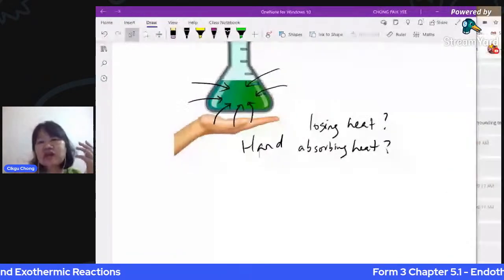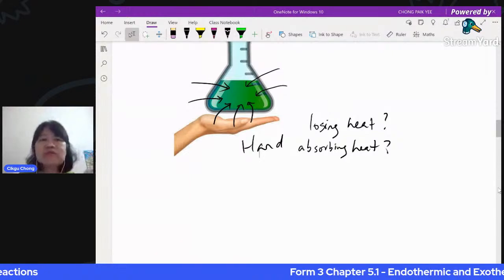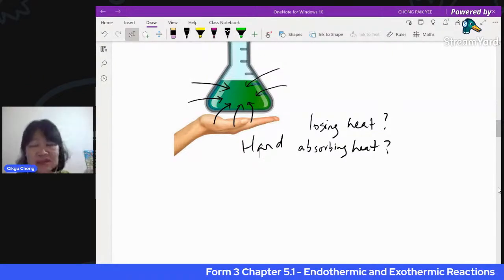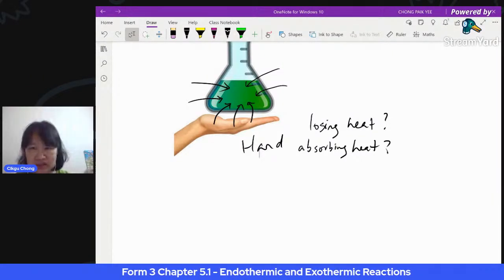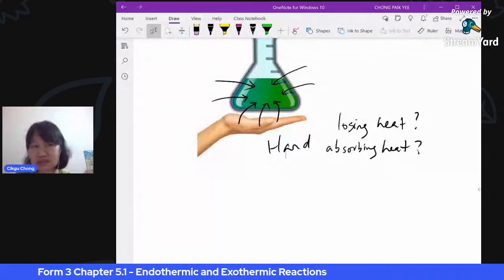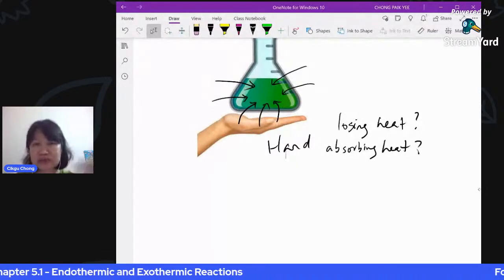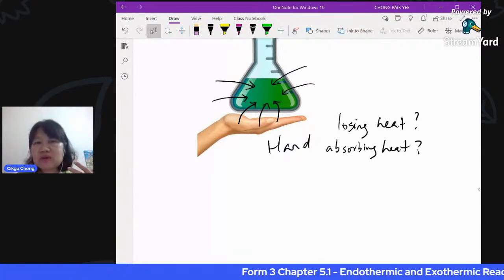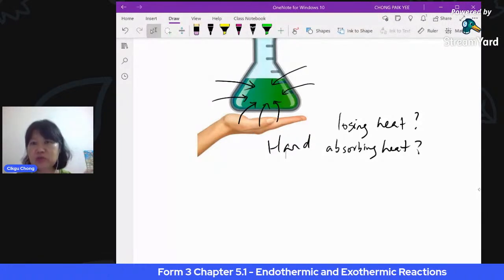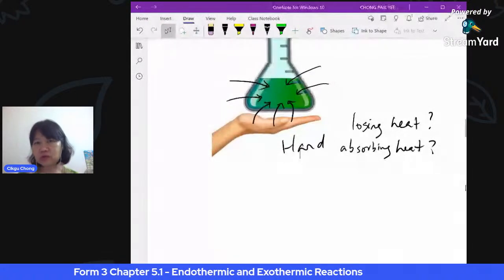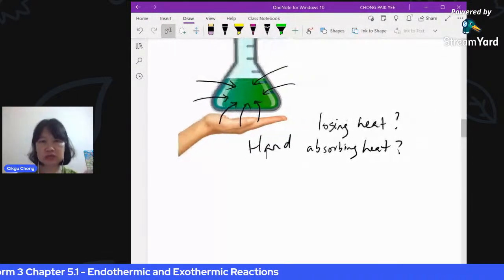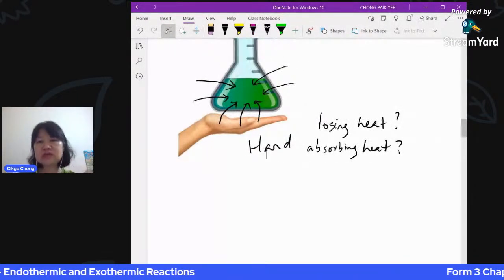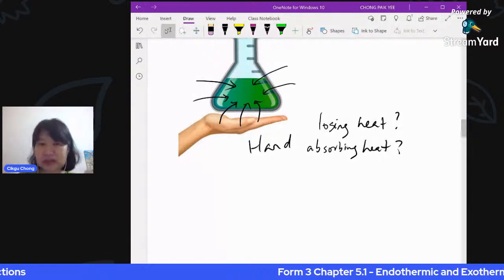So when you're losing heat, will you feel warmer or cooler? Let me ask you this question. If you're losing heat, that means you are releasing heat to the thing, not the thing releasing heat. So are you going to feel hotter or cooler when you lose the heat? You are going to feel cooler.